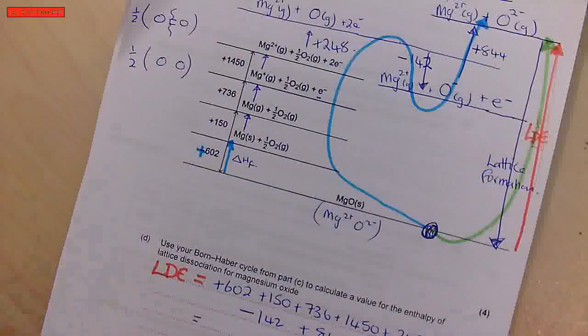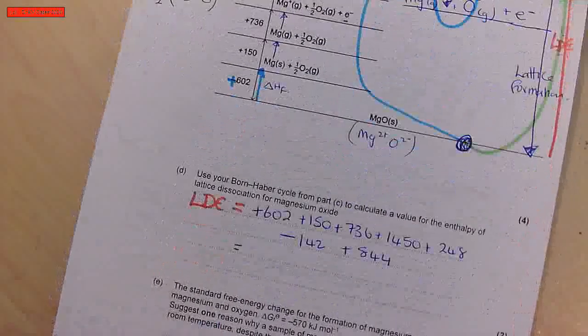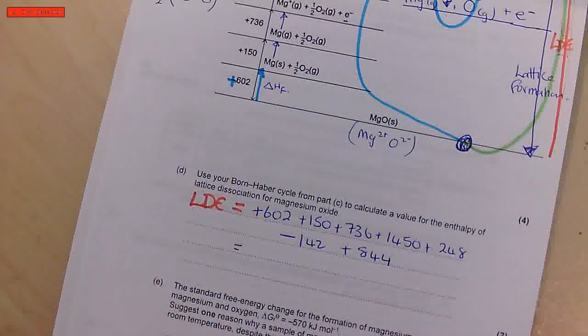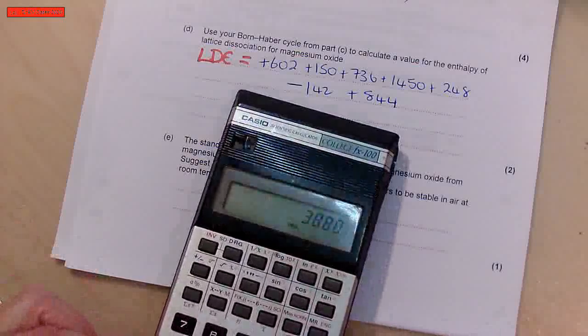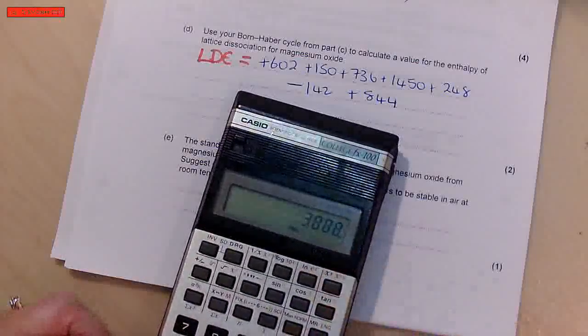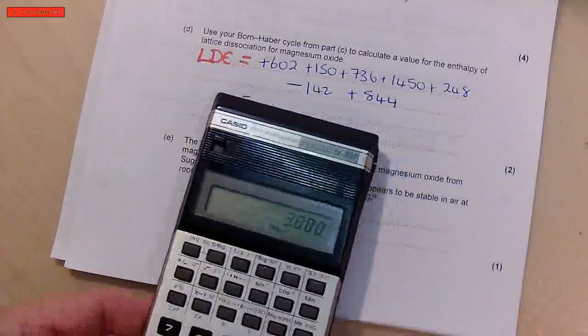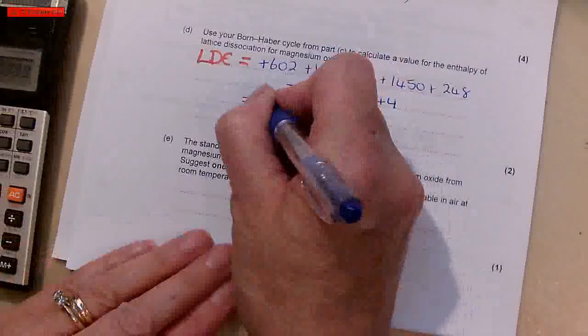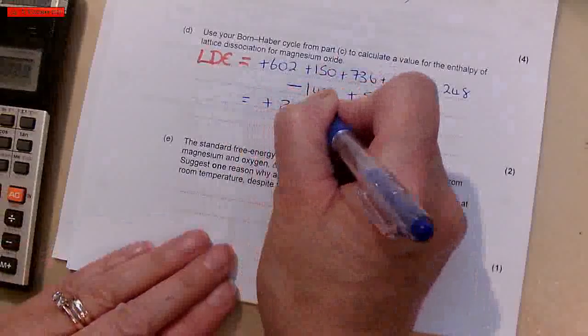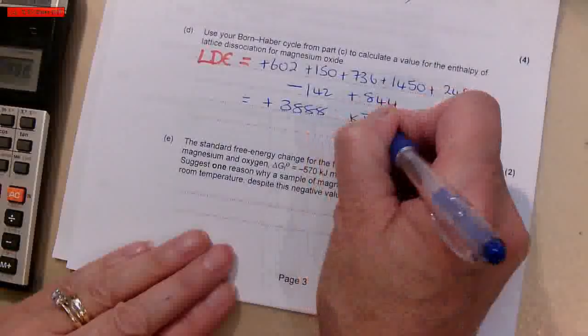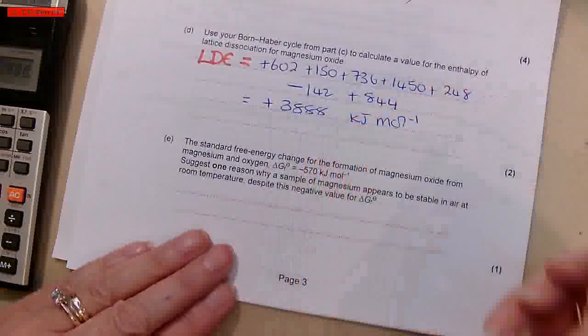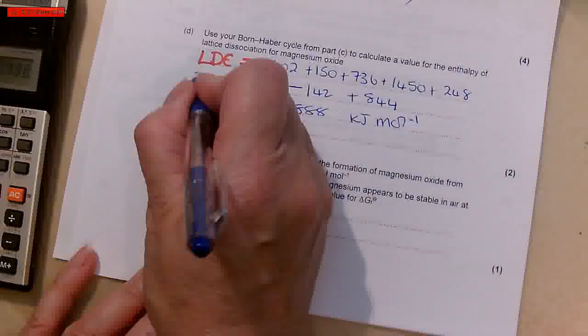Okay, so what I need to do now is to add all of those together, which I'm just going to pause and do that calculation now. Okay, so I've put that information into my very old calculator, and it's given me a value of plus 3888. It's all in kilojoules, so kJ mol^-1.